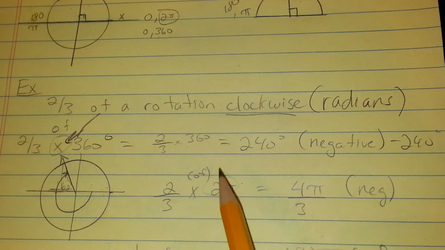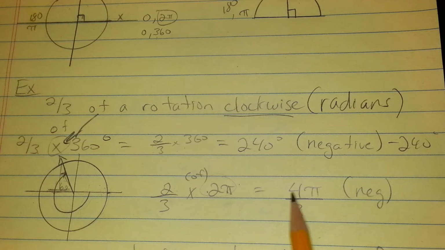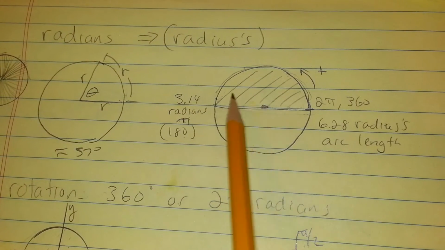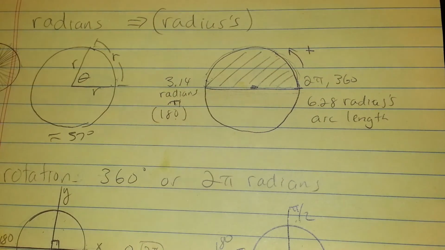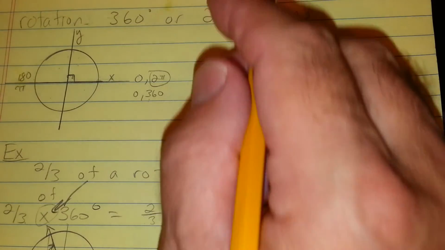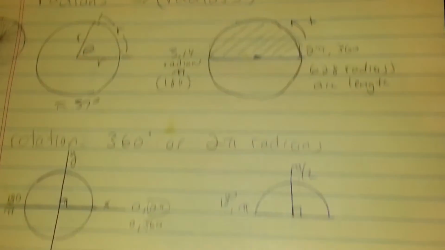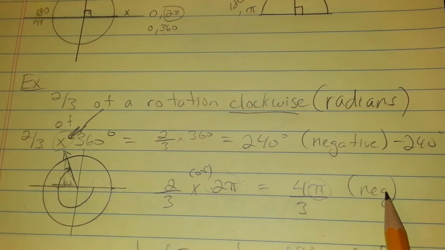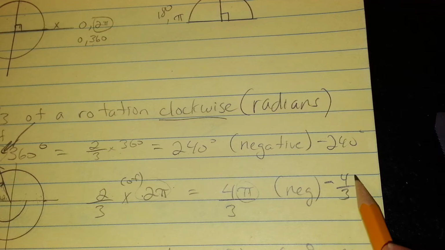2/3 of a complete rotation in radians is 2/3 times 2 pi. 2 times 2 times pi is 4 pi. Always leave pi, because we know what pi is. We know pi is this right here, the shaded area, okay? If we have fractions, break that up into how many slices we need. Getting back to this, 2/3 times 2 pi is 4/3 pi, and it's in the negative direction, okay? So it's really negative 4/3 pi.